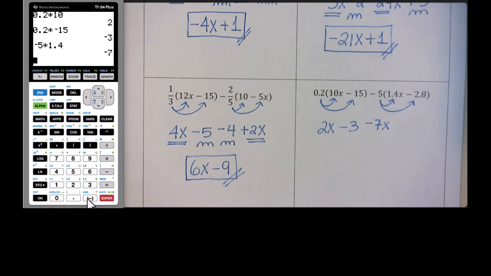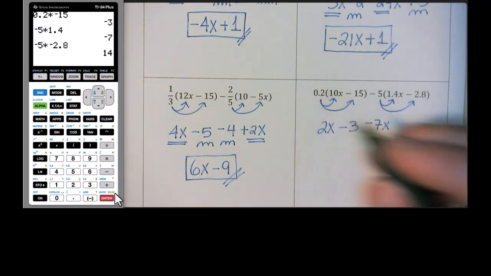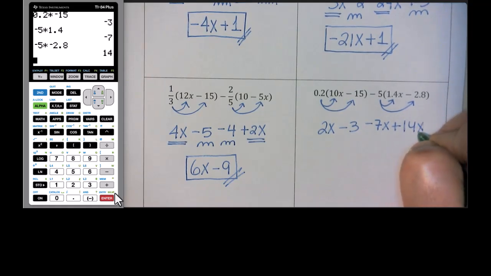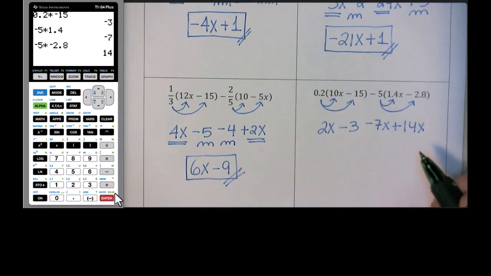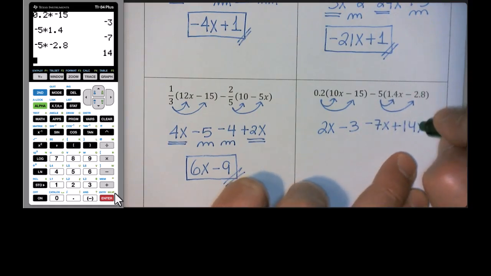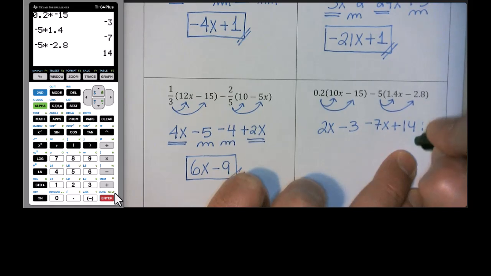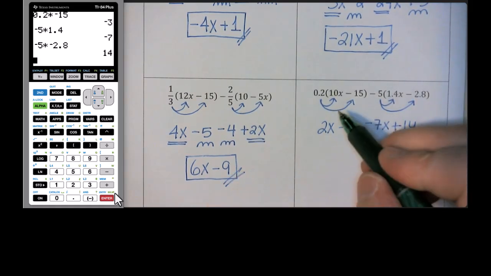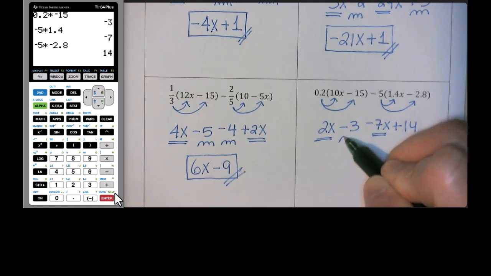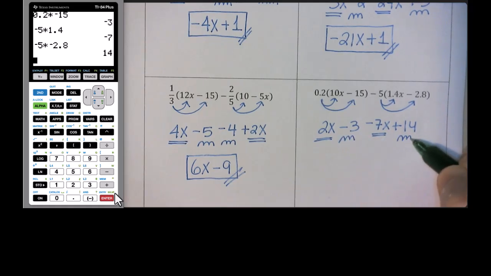And the last one is negative 5 times negative 2.8 and we get positive 14. When I combine like terms, oops, made a mistake. Negative 5 times 2.8 does not have an x, so let's erase that. Okay, going to combine 2x with negative 7, combine 3 with 14.